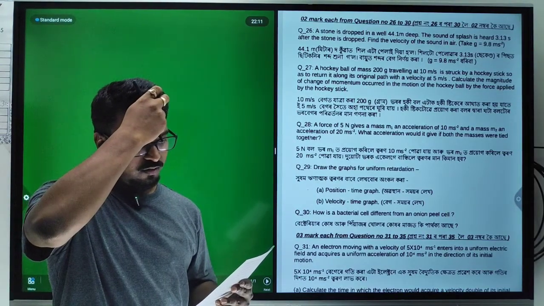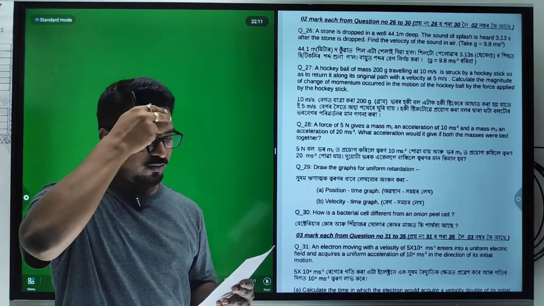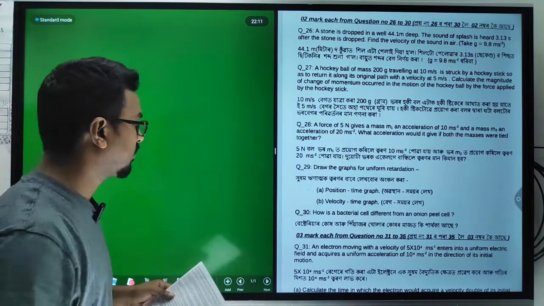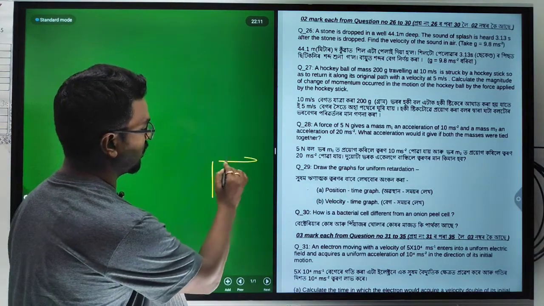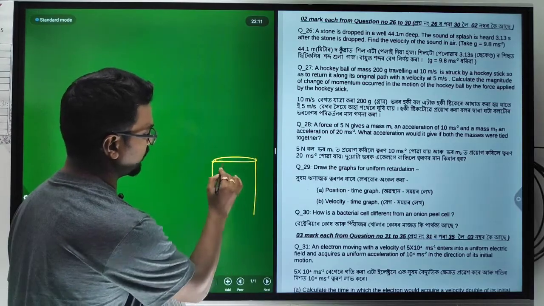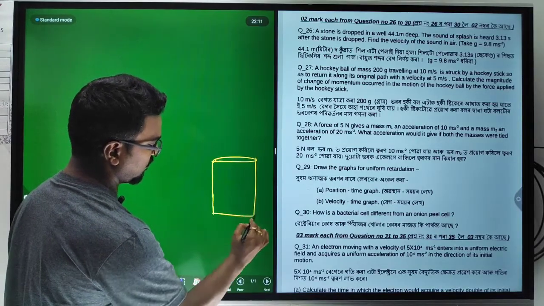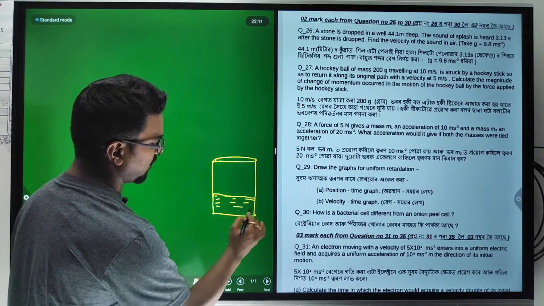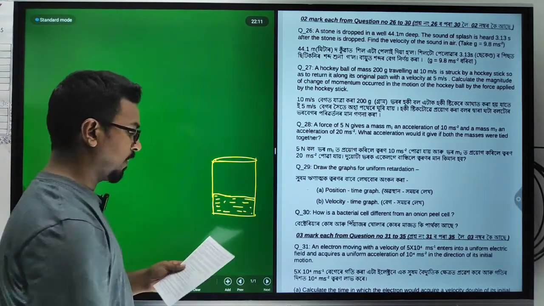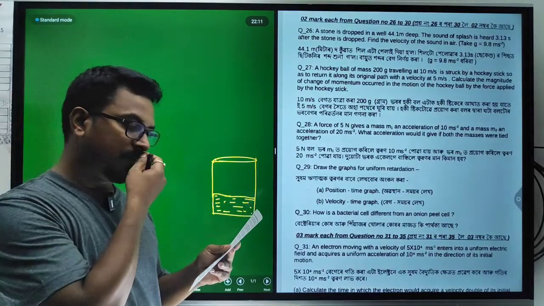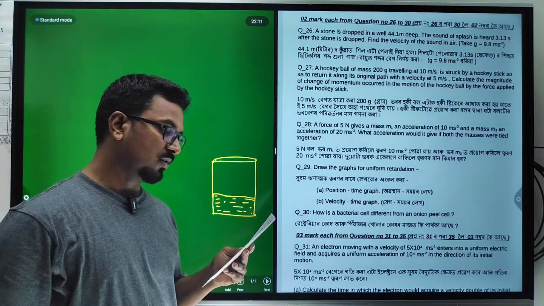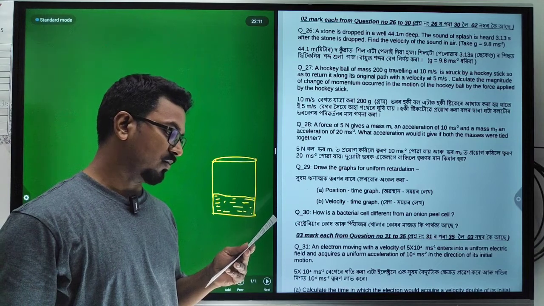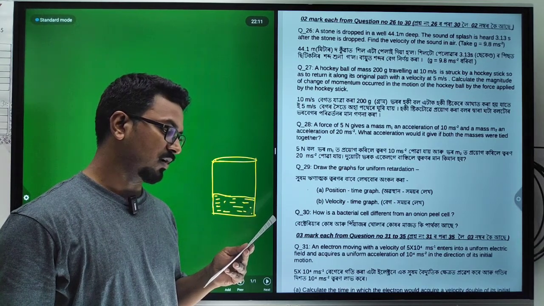A stone is dropped in a well 44.1 meter deep. Suppose this is the well, and the water is down here. The sound of splash is heard 3.13 seconds after the stone is dropped. Find the velocity of the sound in air.